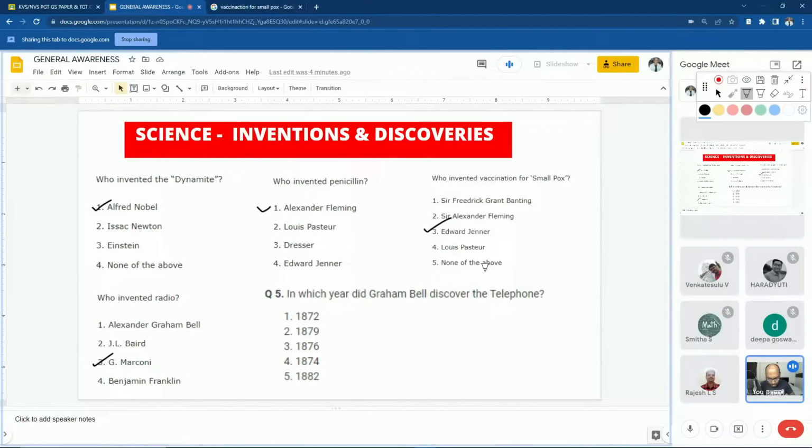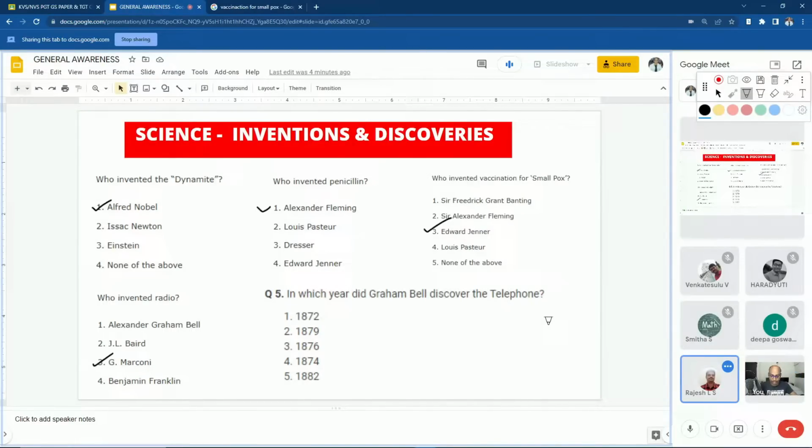What I have written, 1, 2, 3. Is 3 correct? So smallpox vaccination was invented by Edward Jenner, and who invented radio? Marconi, sir. It is G. Marconi. Okay, right. Last question, Rajesh sir. In which year did Graham Bell discover the telephone?